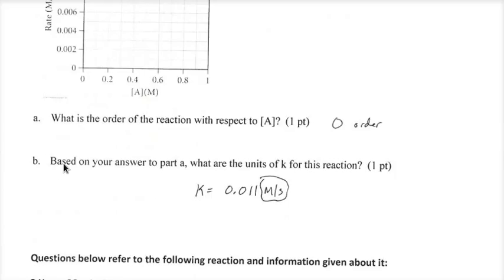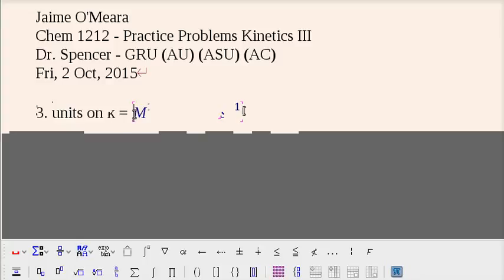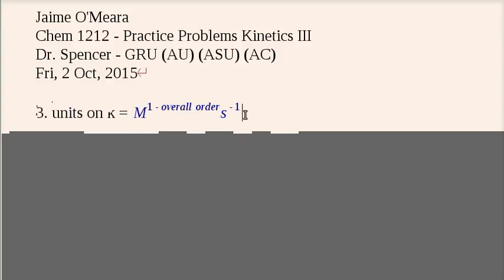Part B. This is simply the equation. So it is this equation. This equation always works. This is a molarity, not moles. Moles per liter. So molarity to the power of 1 minus the overall order times seconds to the power of -1. This part is always the same, the seconds to the power of -1.